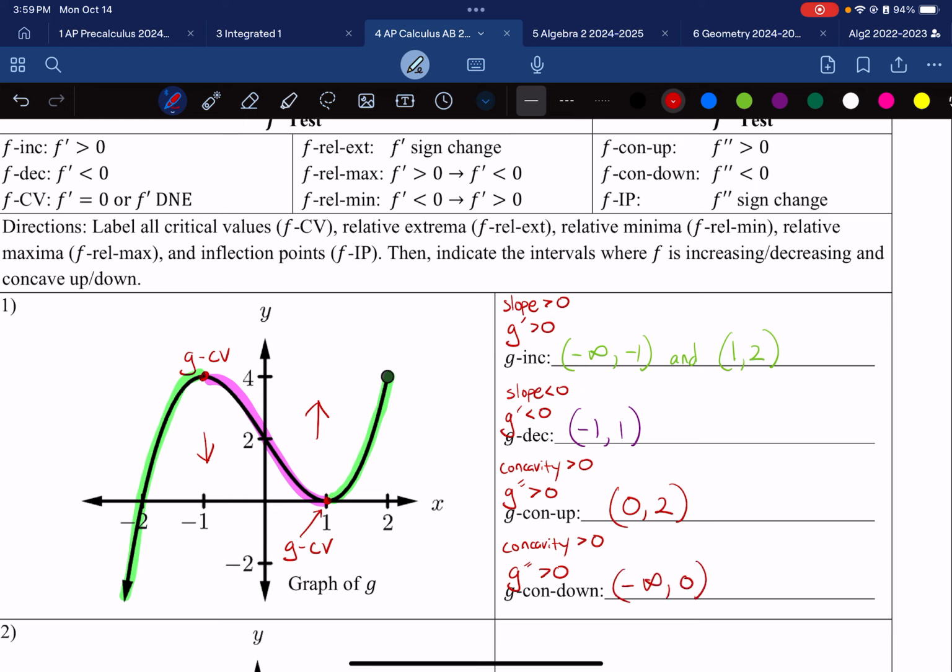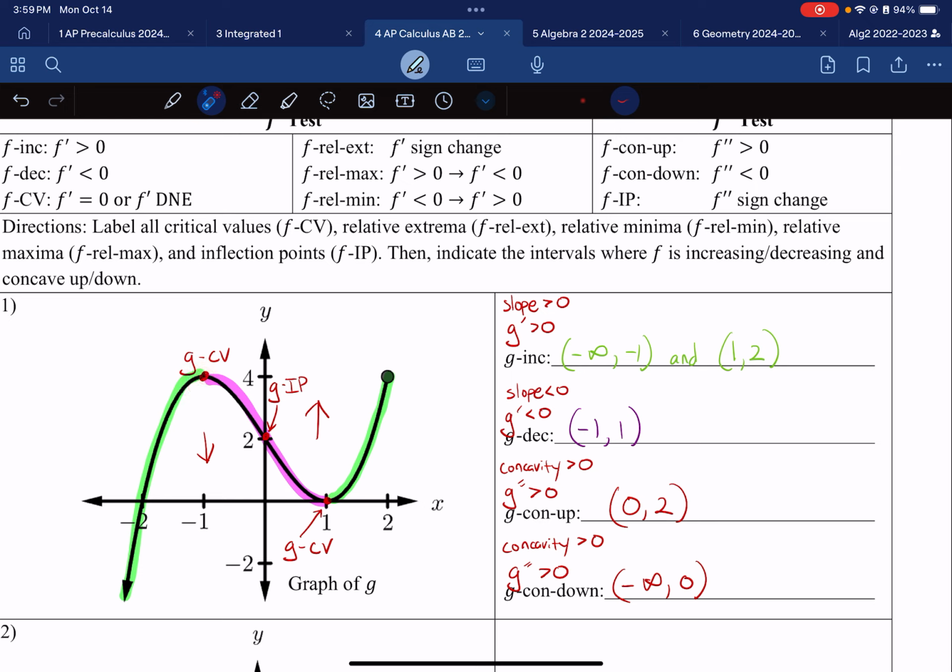And then we need to label some things. I talked about it before, but this point right here is going to be our G inflection point, our GIP. Do we have any relative minimums or maximums? Well, I know that I have a maximum. It's the top of the graph of G. So this is a maximum.